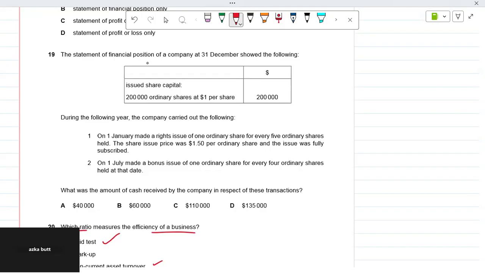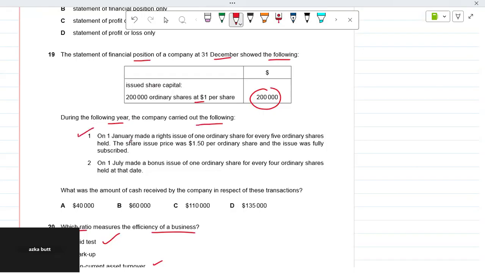Okay. So the statement of financial position of a company at 31st December showed the following. Issued share capital, which is 200,000 ordinary shares at $1 per share. This is share capital, this is the number of shares, and this is the par value. During the following year, the company carried out the following.